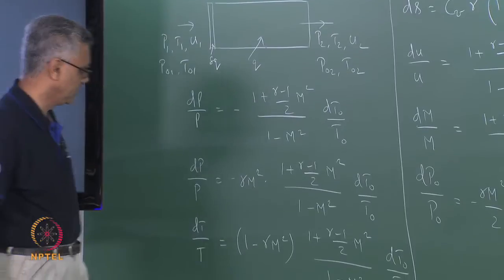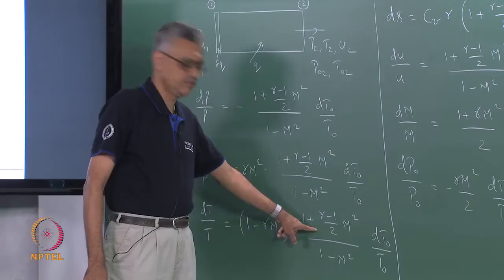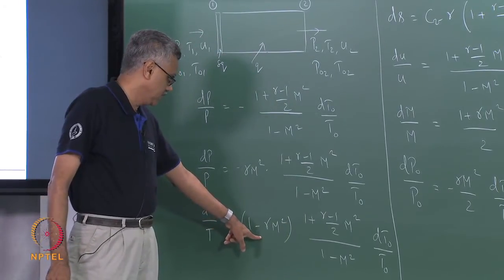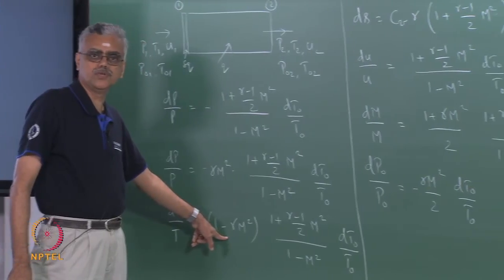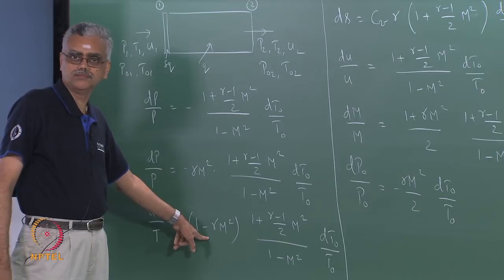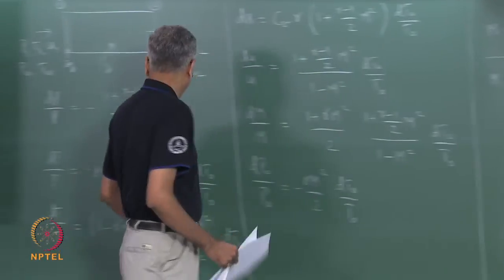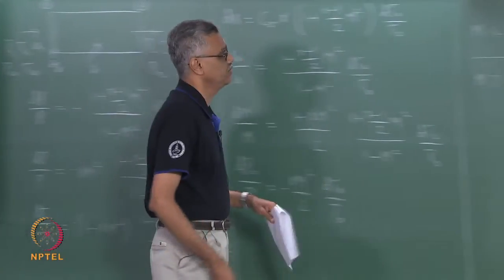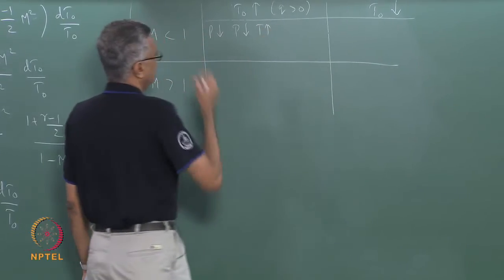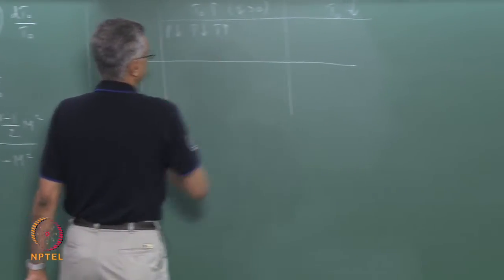Now, temperature is a little bit tricky. This term is positive, correct? This is positive. This is also positive. M is less than 1. But if you look at this expression, it is positive only when M is less than 1 over square root of gamma. So generally, when M is less than 1 over square root of gamma, dT is positive. So I am going to write it like this: T increases when M is less than 1 over square root of gamma, right? So that is very important.